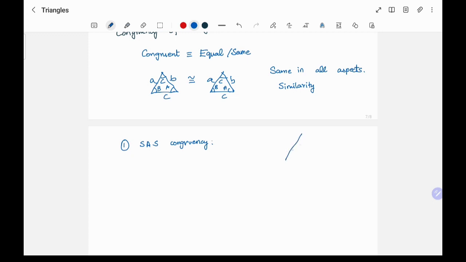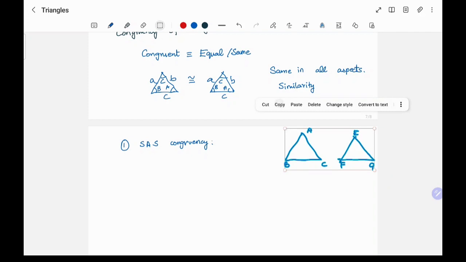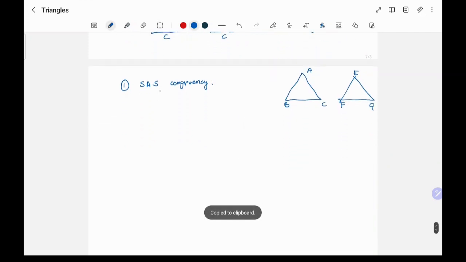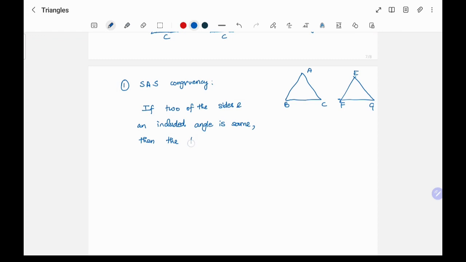So for two triangles ABC and EFG, we'll consider these two triangles everywhere after this. So if two of the sides and an included angle are the same, then the two triangles are congruent.